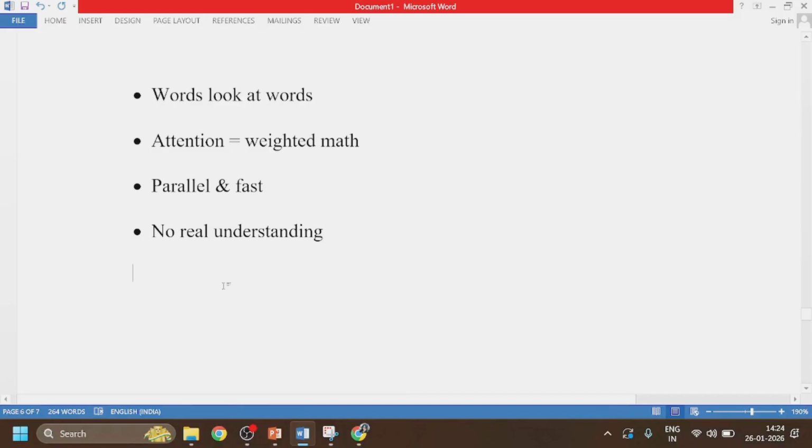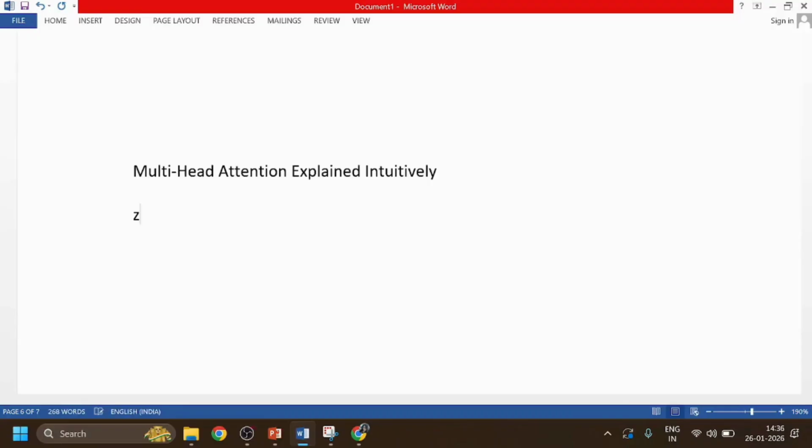Now you can see this is the summary of all our previous lectures. Self attention allows words to look at other words. It assigns importance using numbers. Attention is weighted math, meaning it assigns importance using numbers. It is parallel and fast, it runs in parallel, that's why it works fast. No real understanding means it does not think or reason.